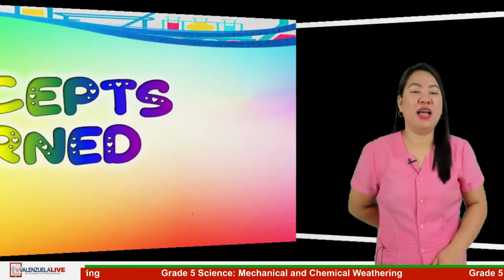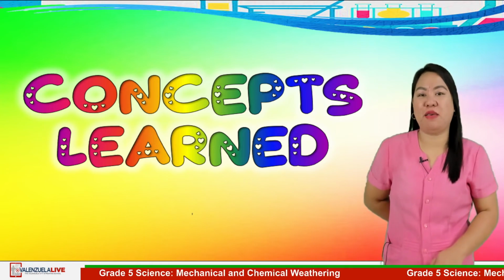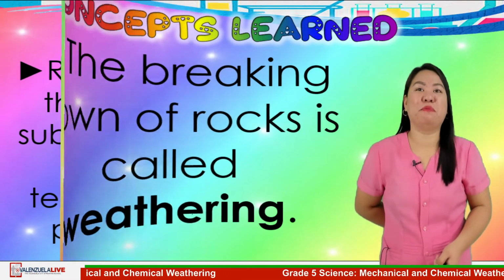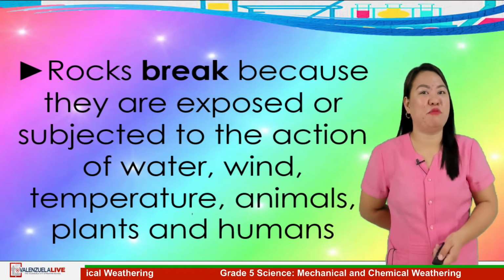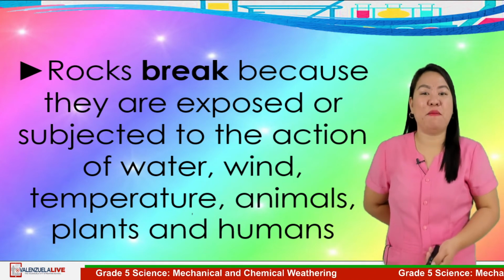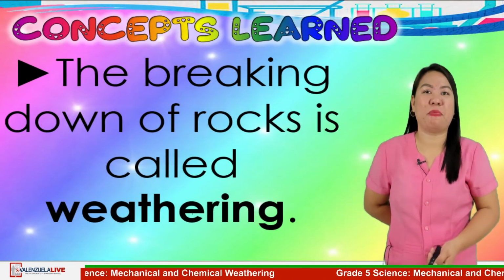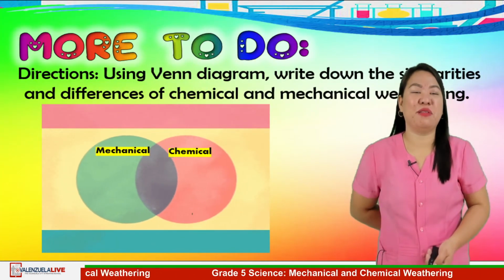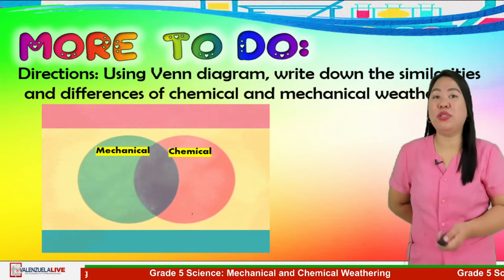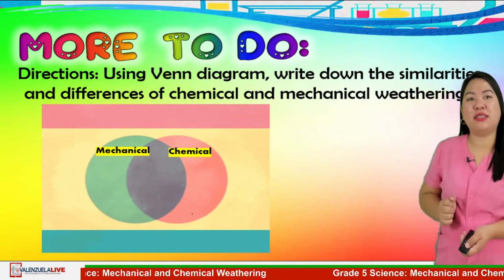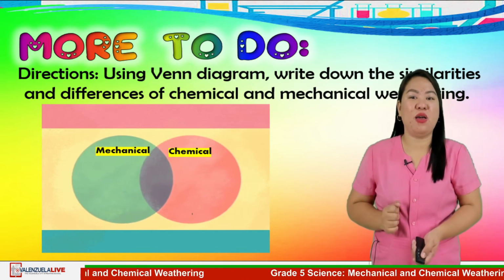I hope you got it all correct. So before we end, let us try to sum up the important concepts that we learned today. Rocks break because they are exposed or subjected to the action of water, wind, temperature, animals, plants, and humans. The breaking down of rock is called weathering. So for your home task, use a Venn diagram and write down the similarities and differences of chemical and mechanical weathering.